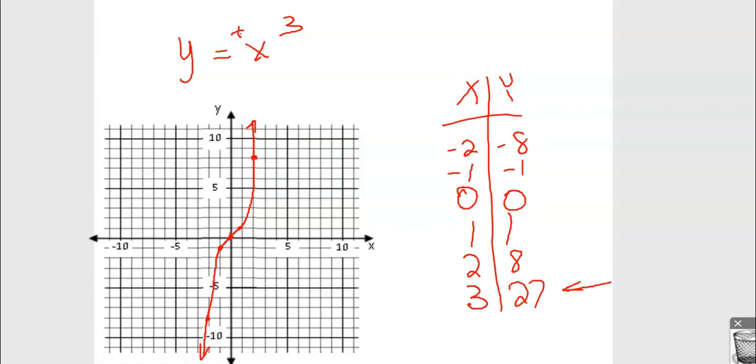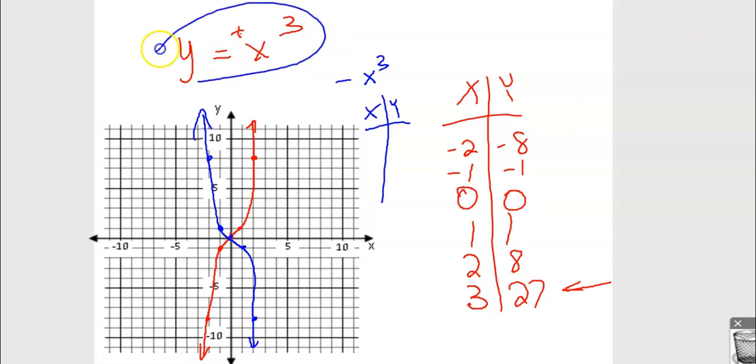By the way, if there was a negative outside, so negative x cubed, again, you can make an XY chart, but it's going to basically go in the opposite direction. It's going to be like that. So just be familiar. Again, familiarity is the best thing, to know what x cubed is, and then negative x cubed.